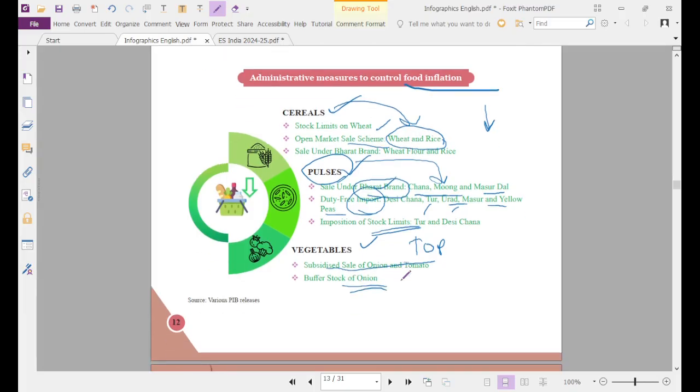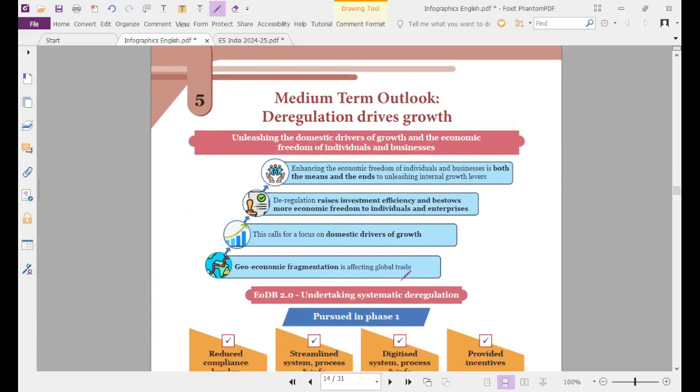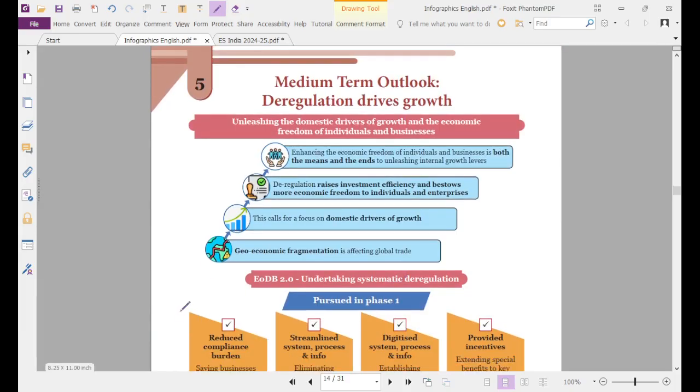Those administrative measures have been taken to control the inflation occurring. Medium term, in the 5th chapter we talked about the medium term growth outlook and deregulation. What is it? It can help drive growth by letting the natural forces of economics, supply and demand, work on their own. It will help individuals as well as businesses by giving freedom and instigating the animal spirit which drives the economy, right? And it is expected to help grow domestic demand, consumption-led growth.